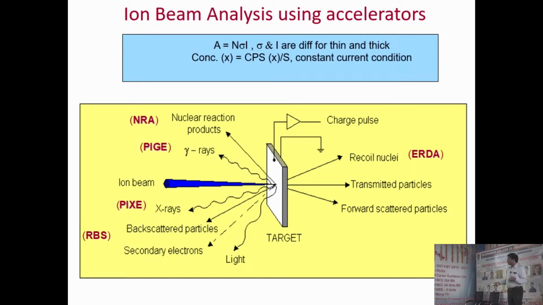And when I am bombarding with one projectile, the target can have some recoil energy. If I am measuring that, that is called recoil nucleus analysis. From the transmitted particles, we can see the thickness of your sample plates. There are so many ways of bombarding with accelerated charged particles, and depending on the approach there are different techniques, like NRA, PIGE, PIXE, RBS. These are all different ways of getting analysis, radioanalytical techniques.